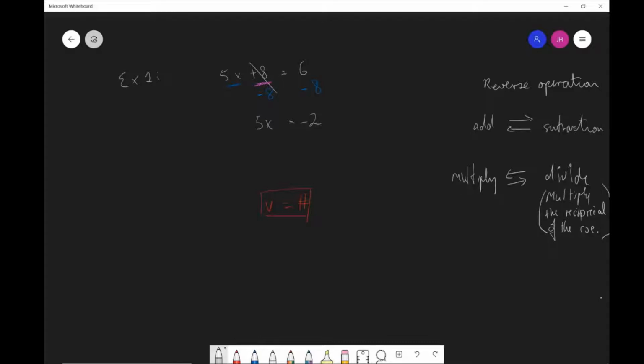Okay, so now I will divide by 5 or multiply 1/5 on both sides. x equal to negative 2 over 5. Okay, now I've come down to a variable x equal to a constant of negative 2 over 5.